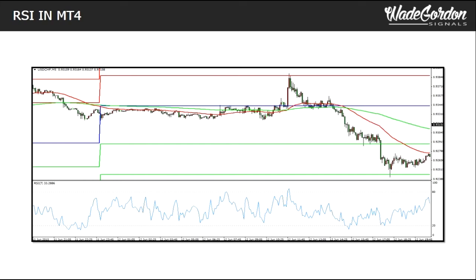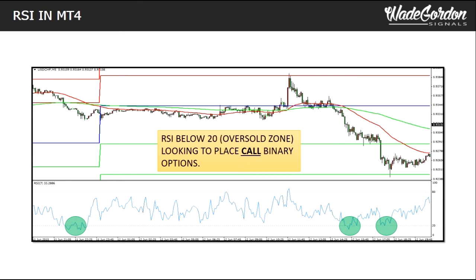Here's an example. You can see the RSI indicator and the overbought and oversold levels at the bottom of the chart window. When the RSI is below 20, we are on the lookout to place call options, and bringing in what we learned from the previous lesson, we would also be looking for the price action of the asset to be testing one of the pivot lines as support.